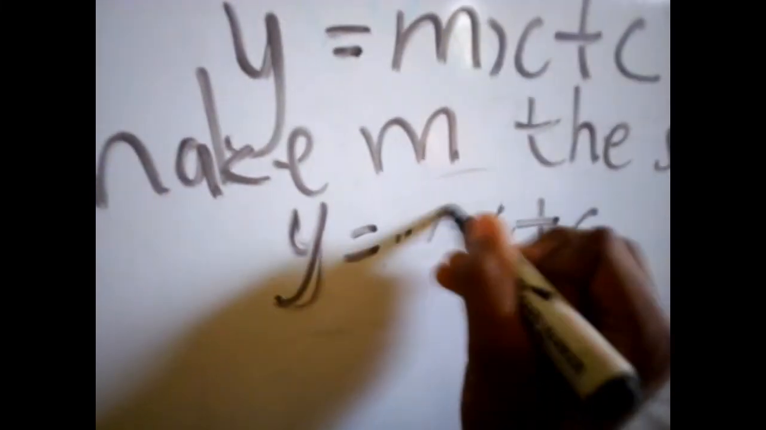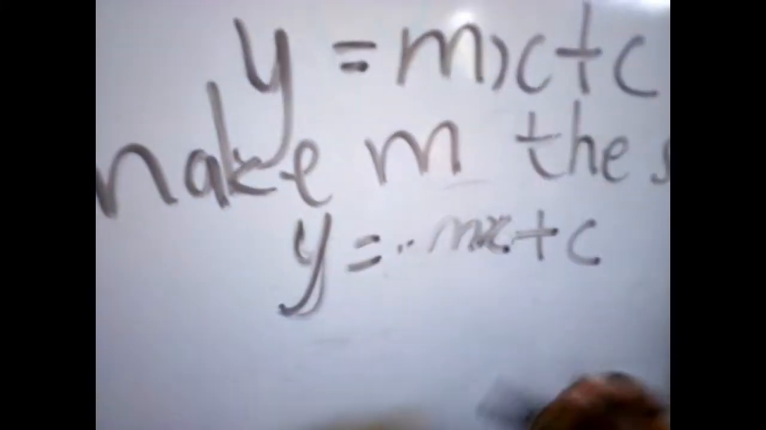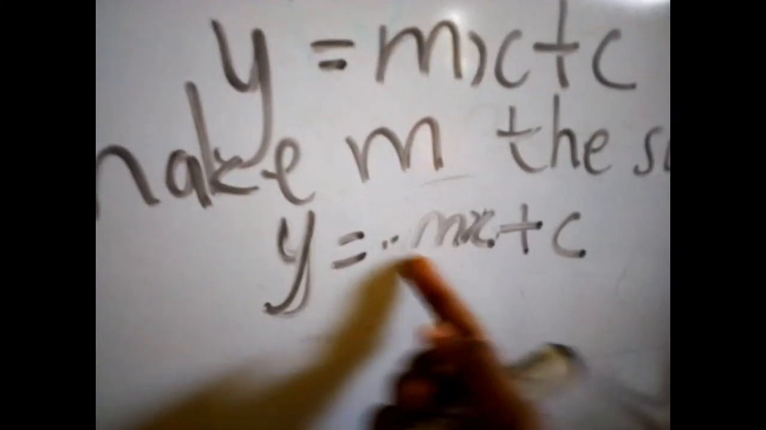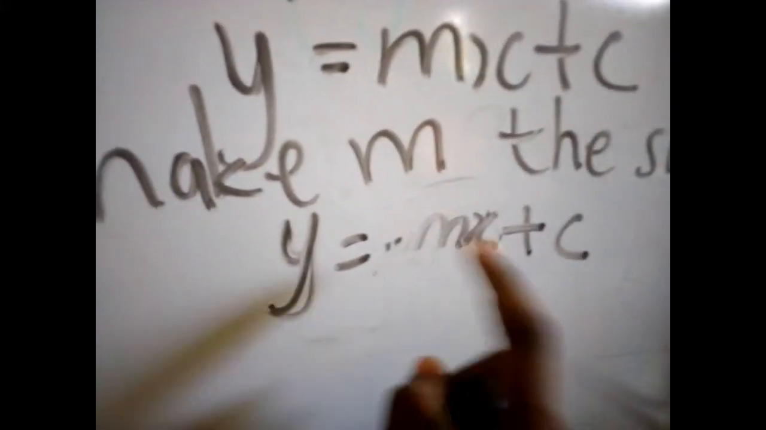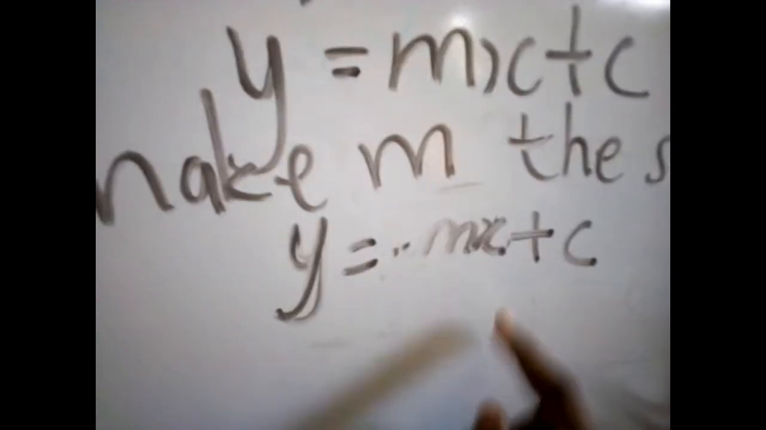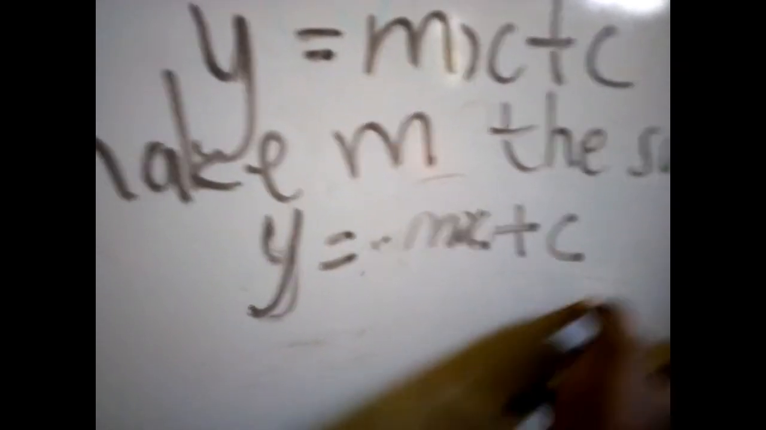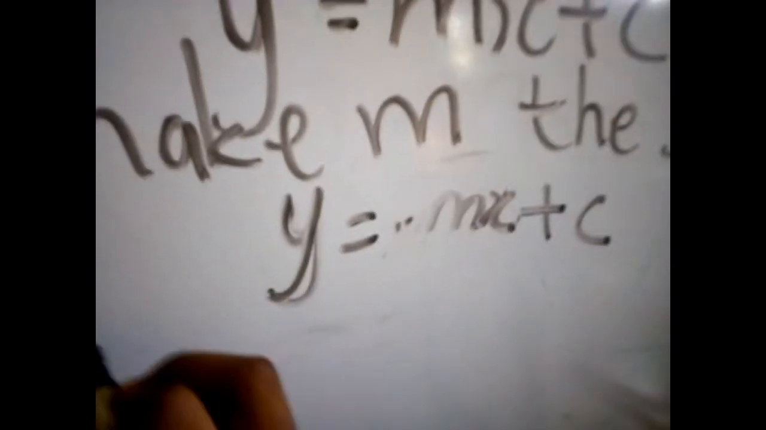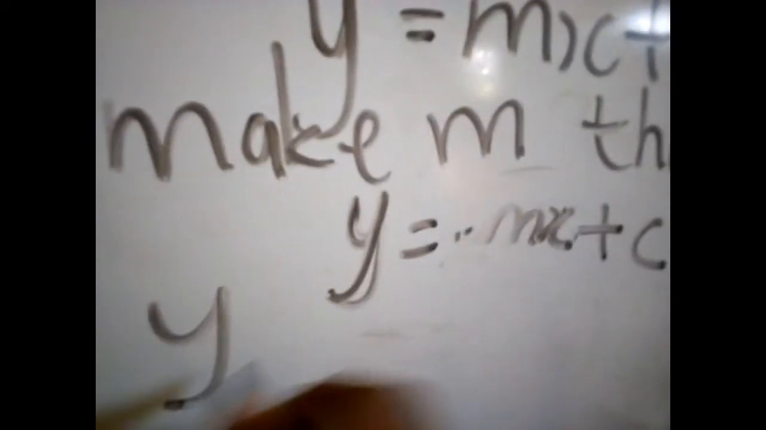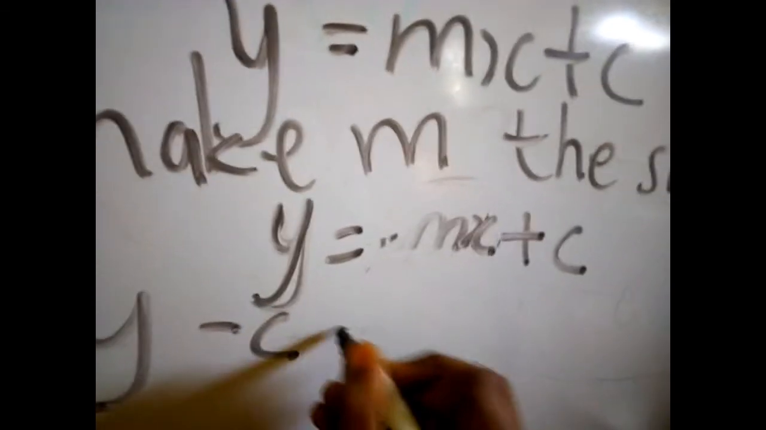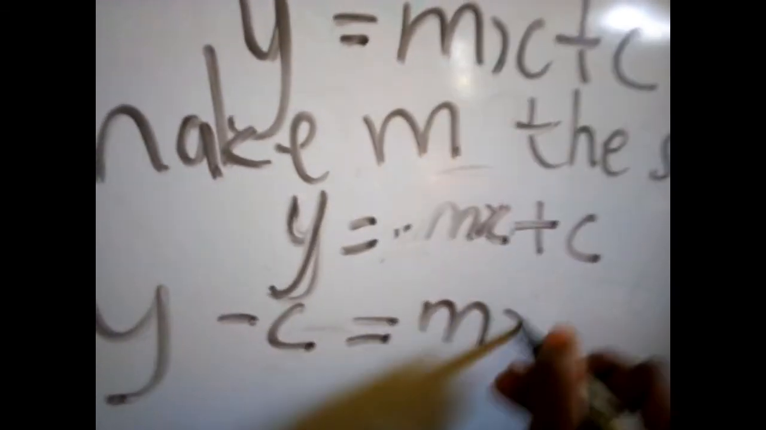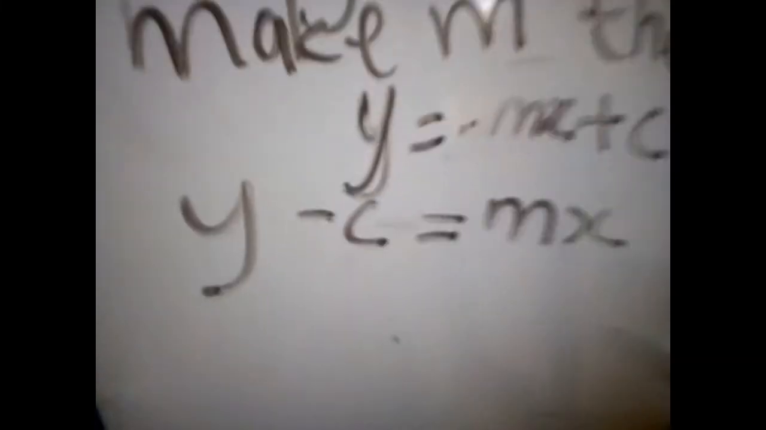So we want to make mx stand. You can't just make m stand alone because mx is together. So if you want m to stand alone, you have to first make mx stand alone. So to make mx stand alone, you have to take positive c to cross the equal sign. So here will be y minus c. Positive c crosses the equal sign to give you negative c equals mx. So you get something like this.